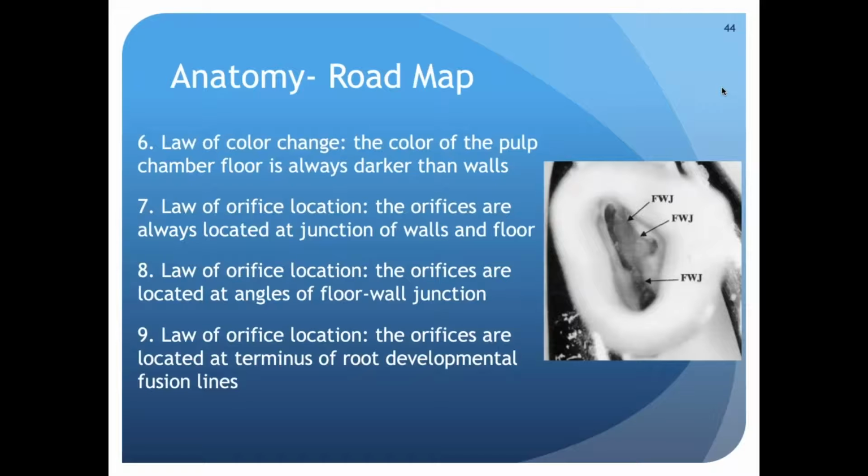The orifices are always going to be located at the junction of walls and floors. They're always going to be located at the angles of a floor wall junction as well. And they're usually going to be located at the terminus of a root development fusion line. That's really evident if you're using a dental operating microscope or really strong powered loops. You can actually see these fusion lines where, as a tooth germ formed, two of them came together and made a fusion line. There's literally a line on the floor there where that happens.